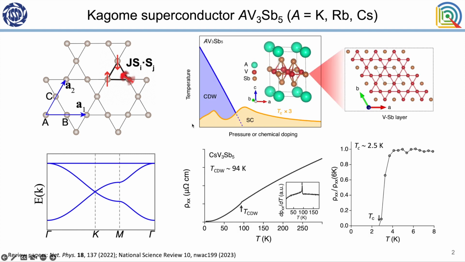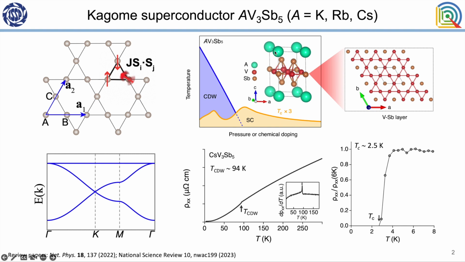So the AVS system is the first non-magnetic Kagome superconductor. It has a layer structure, including a vanadium antimony layer, shown in this figure, sandwiched by two antimony layers and two alkaline layers. So in the vanadium antimony layer, the vanadium atoms form a Kagome lattice.